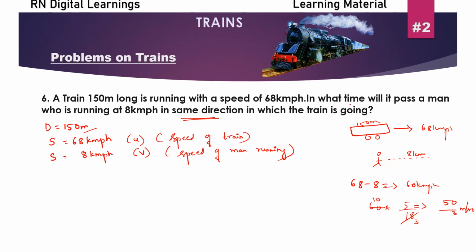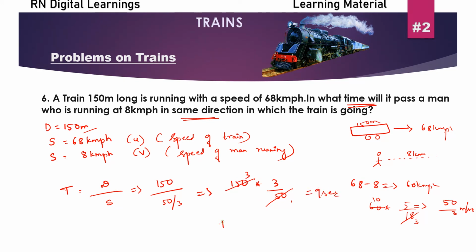Now they are asking us to find the time. How will you find time? Time is equal to distance by speed. Distance is 150 divided by speed is 50 by 3. This can be written as 50 into 3 by 50. 1 and this is 3. Now 3 into 3 is 9 seconds. So time is equal to 9 seconds.